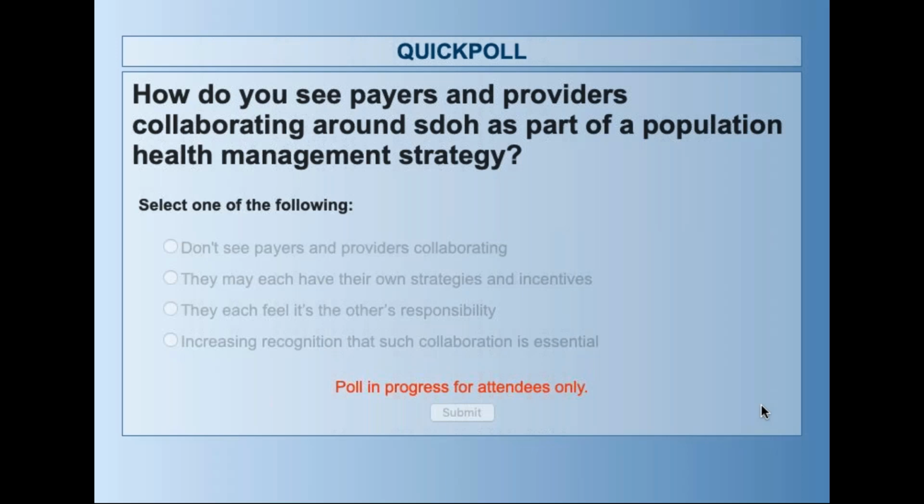And you may be in the boat that you never see payers and providers actually realistically collaborating, or they may have their own different incentives in doing things separately. It's been a history of that. They each may feel it's the other person's responsibility, the other groups, or there may be increasing recognition that collaboration is essential. So let's see how much trust that people have with where this is going.